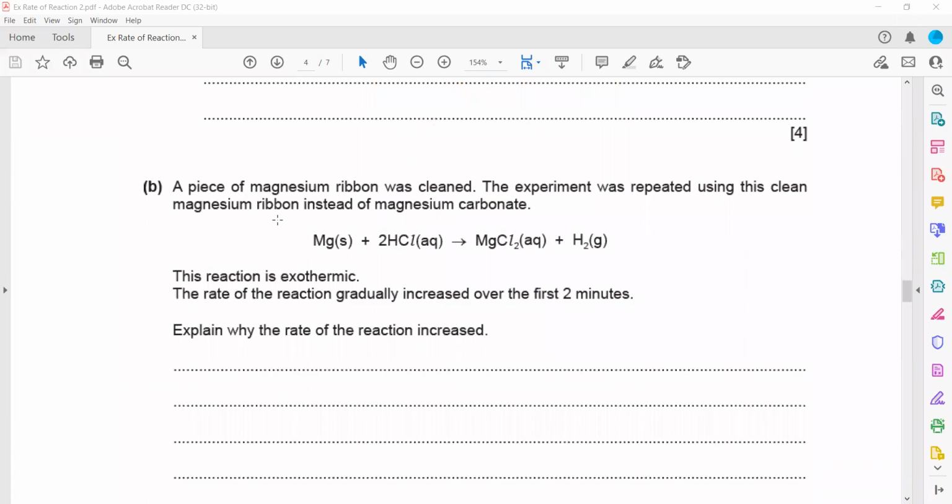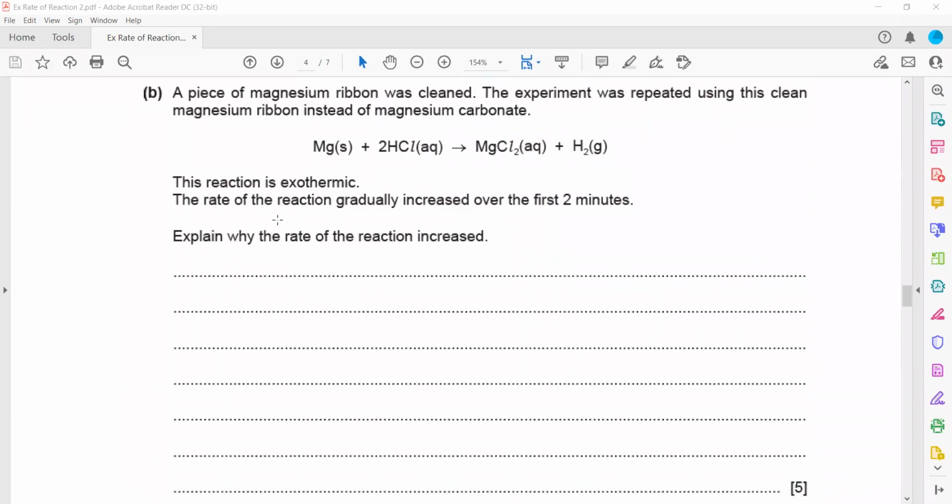Then, in the question, a piece of magnesium ribbon was cleaned. The experiment was repeated using a clean magnesium ribbon instead of magnesium carbonate. So instead of magnesium carbonate, we are using magnesium ribbon. This reaction is exothermic. The rate of the reaction gradually increases over time. Explain why the rate of reaction increases, and it's 5 marks. They mentioned the reaction is exothermic. The term exothermic reaction means it will release heat energy. So the reaction is exothermic.